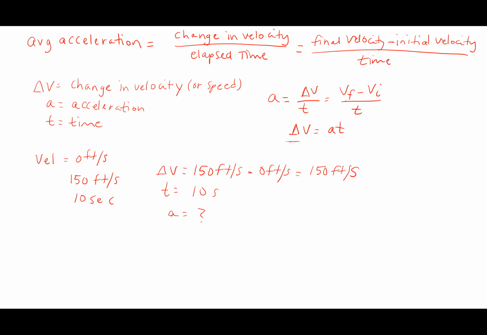What does that equal? Well, we know that delta V equals A times T. That's the formula we start with. So we're looking for acceleration here. So if we divide both sides by T, we would get A equals delta V over T, because we have delta V here and we have T here. So then we can solve for our equation. So 150 feet per second divided by 10 seconds, and that's going to give us 15 feet per second per second.